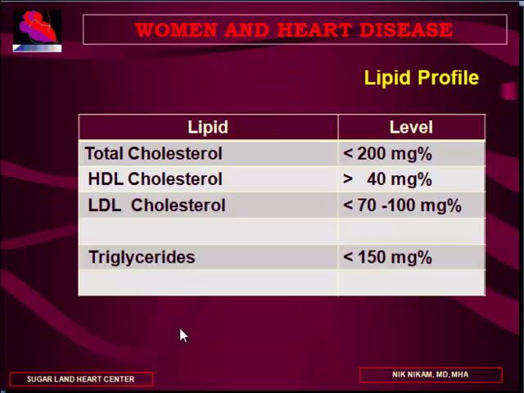The goal of lipid management is to reduce the total cholesterol to less than 200 mg/%, keep the HDL above 40 mg/%, and reduce the LDL to 70 to 100 mg/%. As I told you, if you are in the high risk category, then the LDL should be below 70 and the total cholesterol should be below 160 mg/%. Similarly, reducing triglycerides below 150 mg/% would also be beneficial.